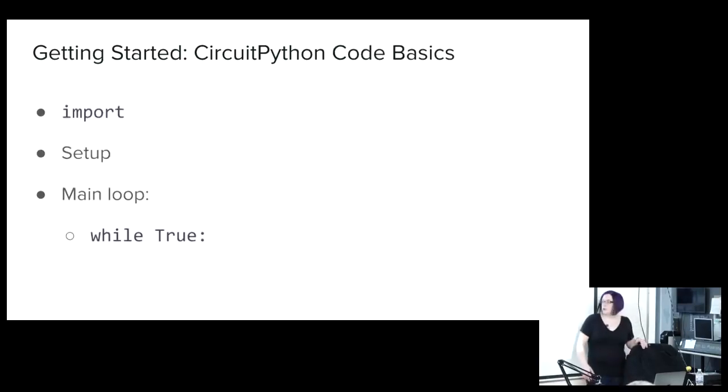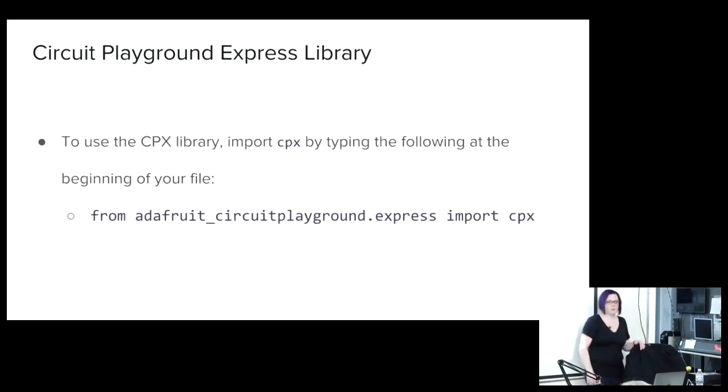So CircuitPython code basics. You're going to have an import statement at the beginning that imports the libraries you're going to use. You're going to have any kind of setup lines where if you're using a library for something specific, there will be the setup, and then you're going to have your main loop or your main code, and it may involve a while true loop. I will explain all this when we actually get to coding, because the Circuit Playground Express library, which is what we're going to be using, does all the setup for you.